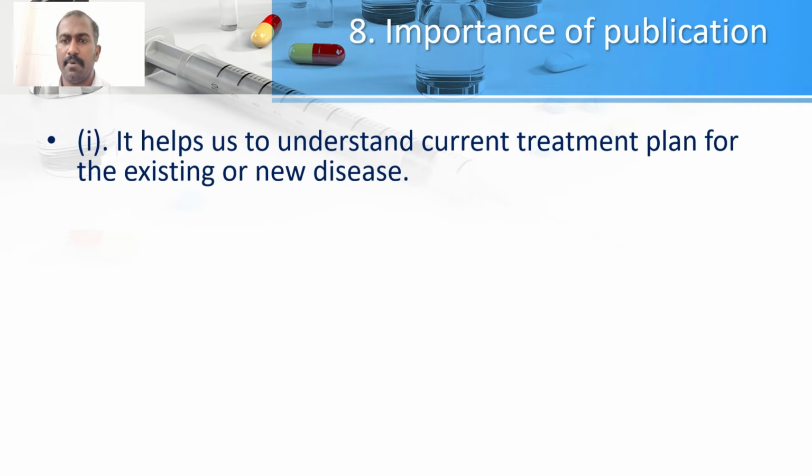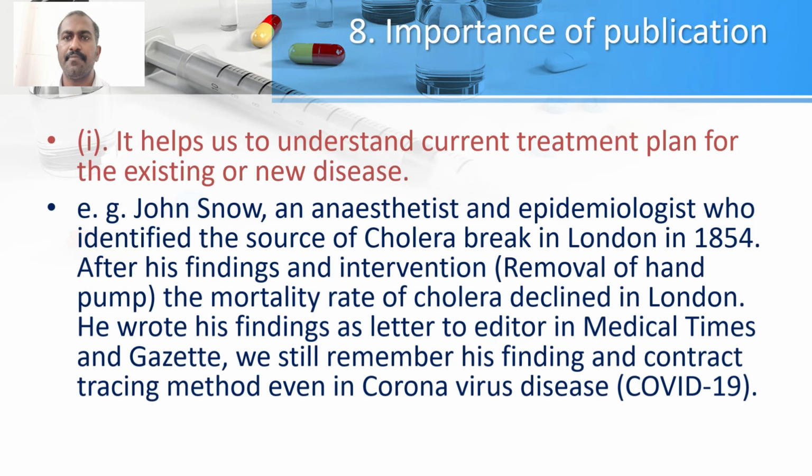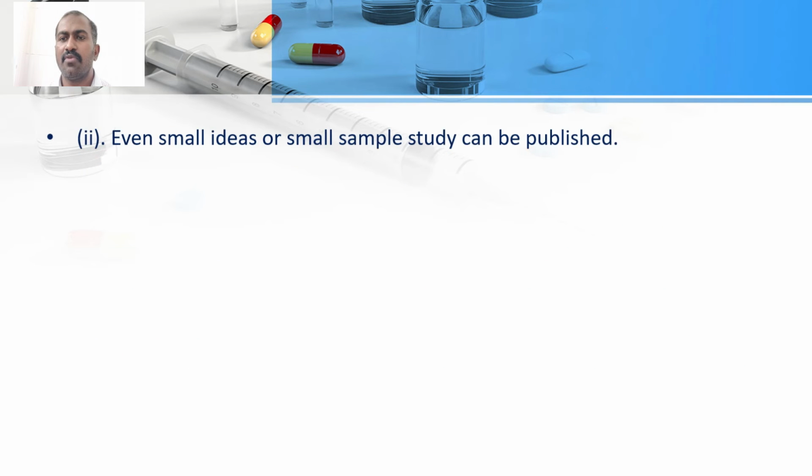Next we will see the importance of publication. It helps us to understand the current treatment plan for existing or new diseases. For example, John Snow, an anesthetist and epidemiologist, identified the source of the cholera outbreak in London in 1854. After his findings and intervention, the mortality rate of cholera declined in London. He wrote his findings as a letter to the editor in the Medical Times and Gazette. But we still remember his contact tracing method even in the period of corona, that is COVID-19. So now we can understand the importance.